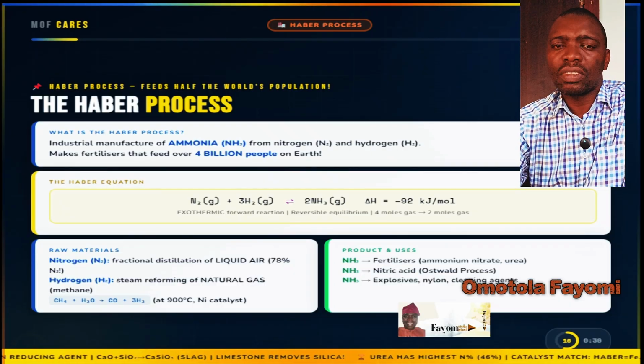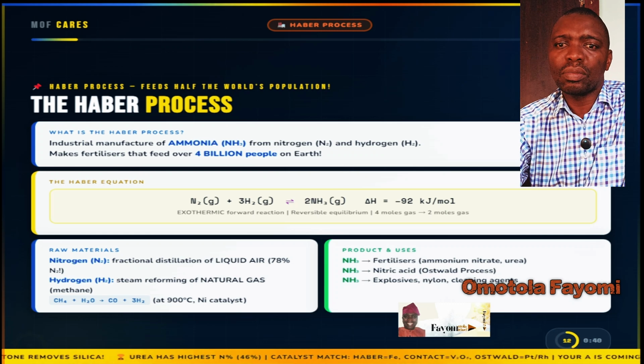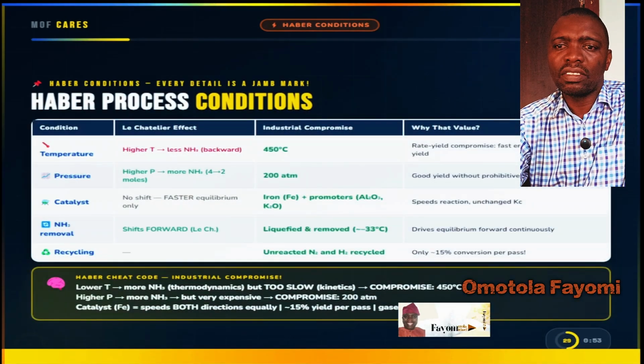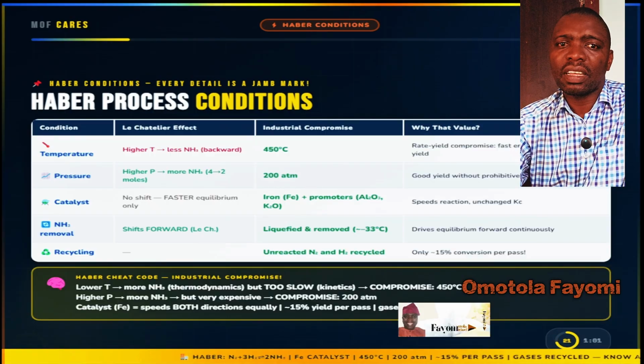The ammonia produced has a remarkable range of uses. It goes directly into fertilizers, that's ammonium nitrate, urea, ammonium sulfate. It becomes nitric acid through the Ostwald process, and it is used to make explosives, nylon fibers, and also cleaning agents. The conditions of the Haber process are where JAMB scores the most marks, and every single condition has a reason rooted in Le Chatelier's principle and industrial economics. Let us master them all.